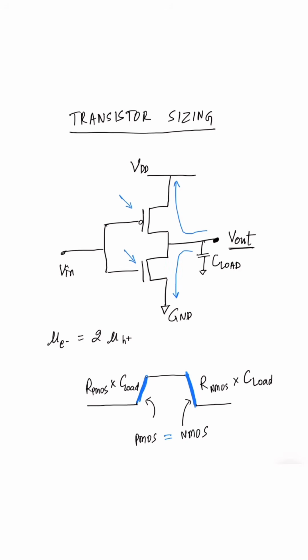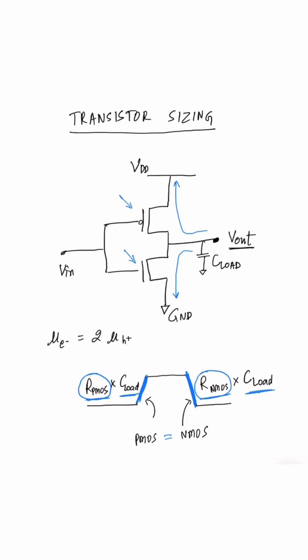And we know that for an RC circuit, the rise time and fall time are given by R multiplied by C. So the rise time through PMOS will be equal to R of PMOS multiplied by C load, and the fall time through NMOS will be equal to the resistance of NMOS times C load. So all we need to do is to make R of NMOS equal to the R of PMOS.